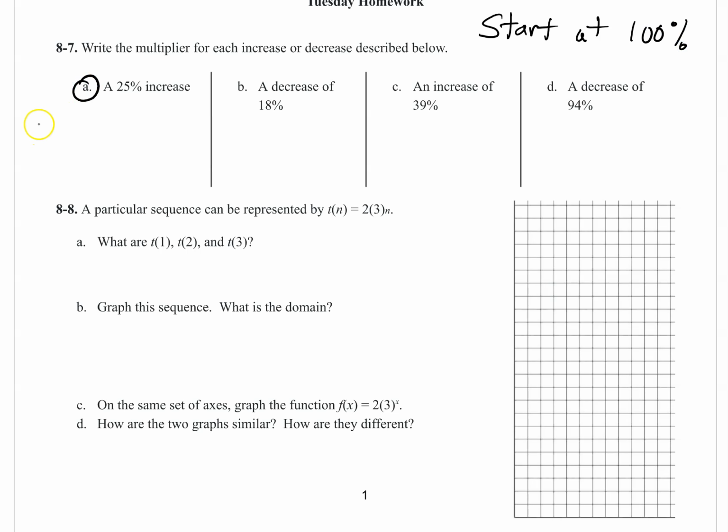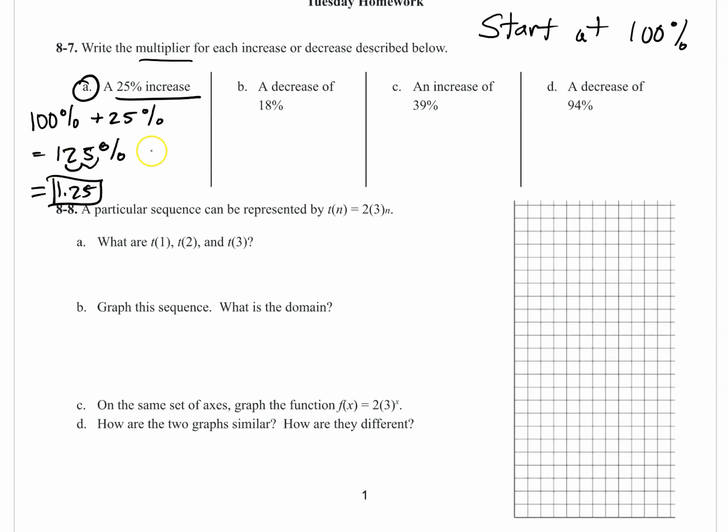Part A, if we start at 100% and we increase by 25%, that means we are adding 25% for a total of 125%. Now to write a multiplier, we need this number as a decimal. So you need to move the decimal over 2 times and get 1.25.